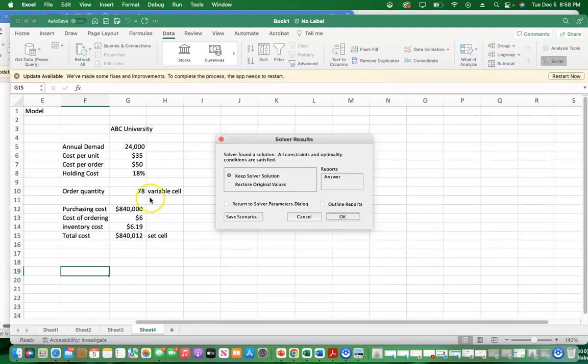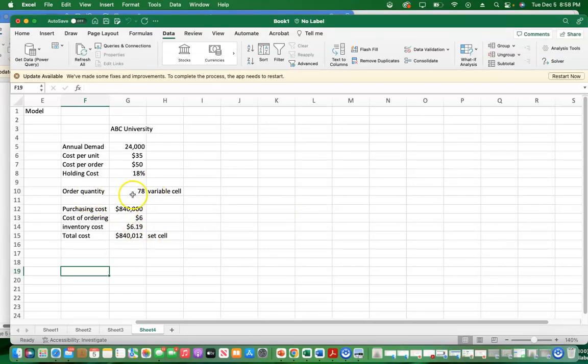And so you can see that the order quantity should be 78 instead of 77 point. And so this is the closest amount at this cost. So our economic order quantity should be 77. And that is the solution to the problem that we have.